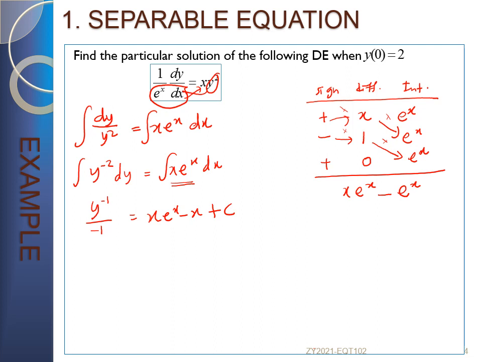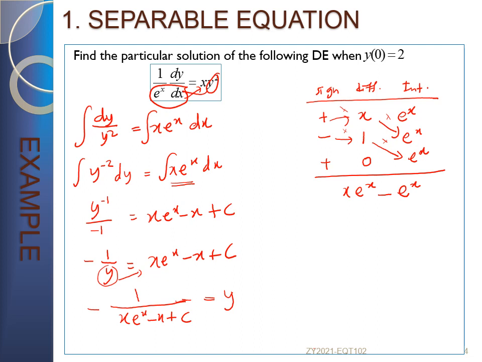So this one on the left hand side is actually negative 1 over y. If you want to write in terms of y, maybe we can bring y to the other side. So it will be negative 1 over (x e^x minus e^x plus c) equals y. Okay, you can also write it like this.